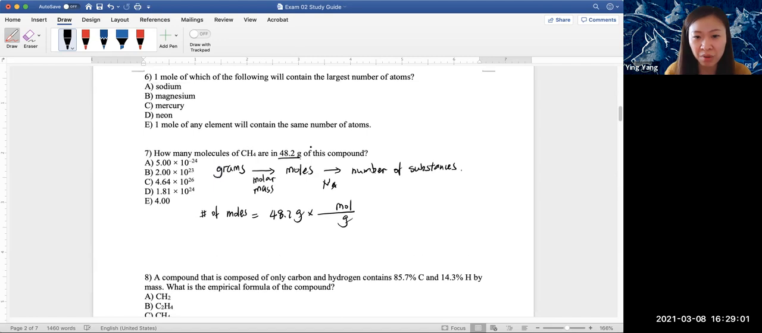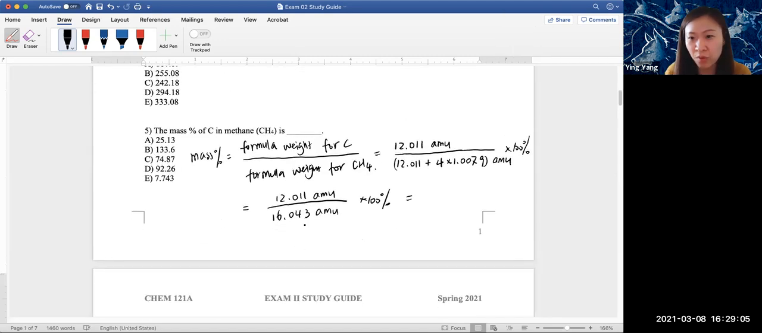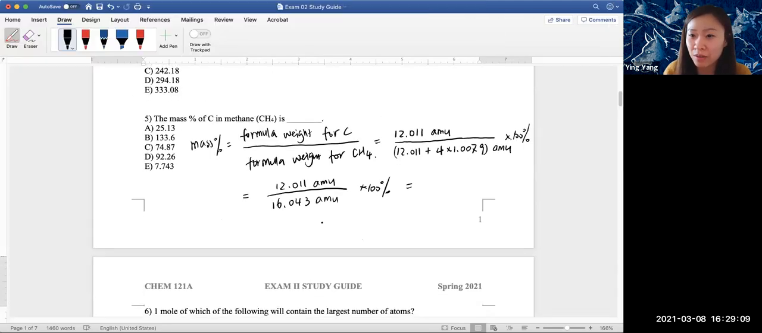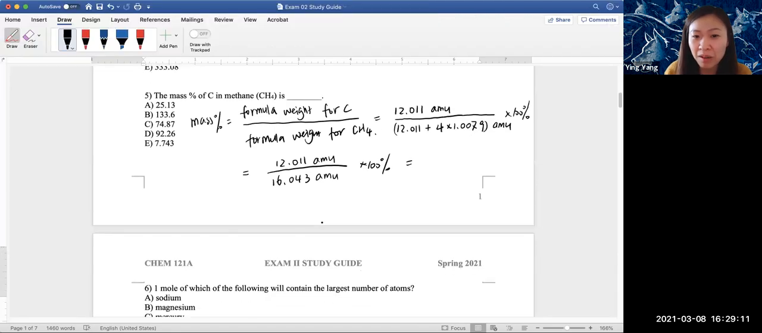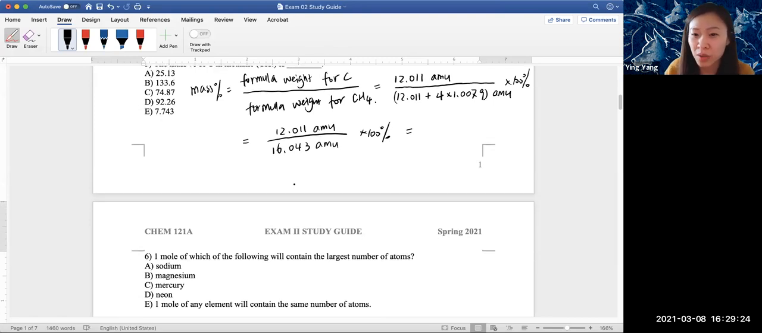Actually, we did it in the previous question, which is 16.043, although here it is a formula weight, it is numerically equal to the molar mass. So the molar mass of methane is 16.043 grams per mole, which means when you have 1 mole of methane, the total mass of it is 16.043 grams.